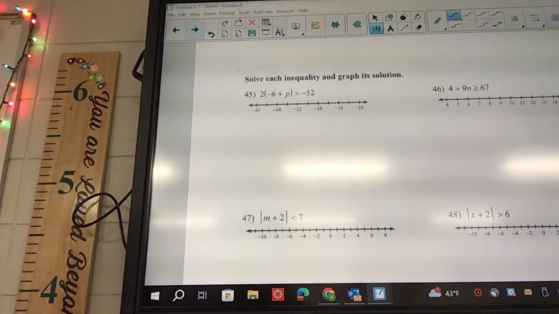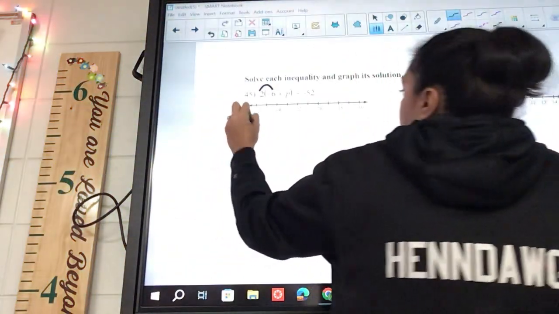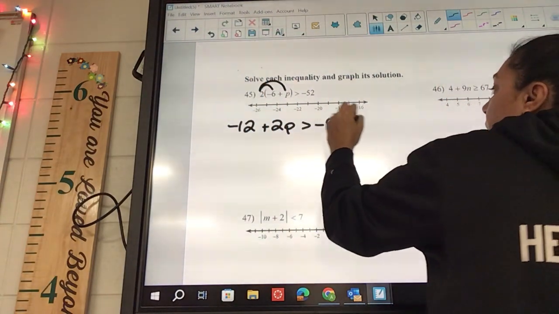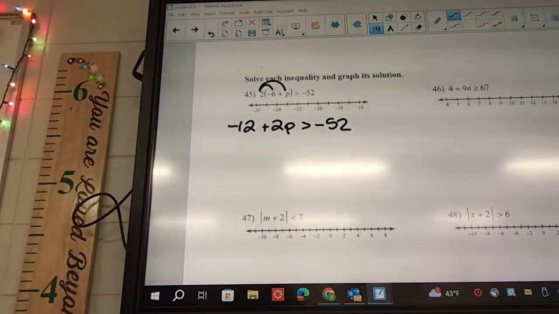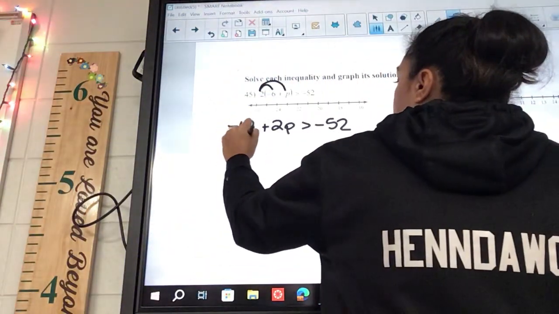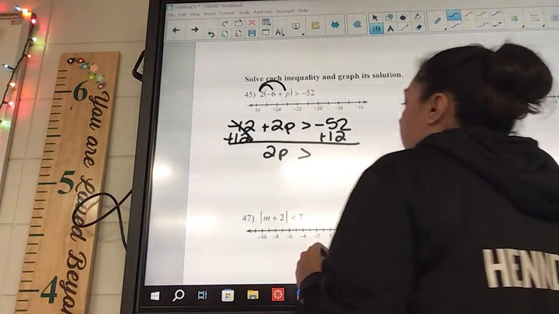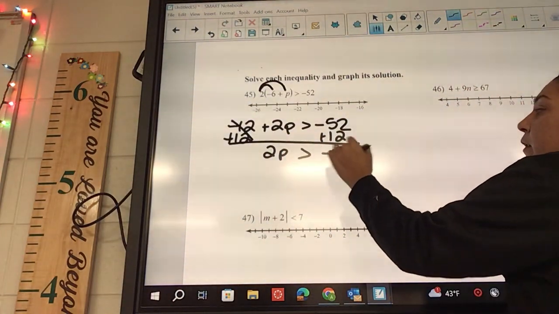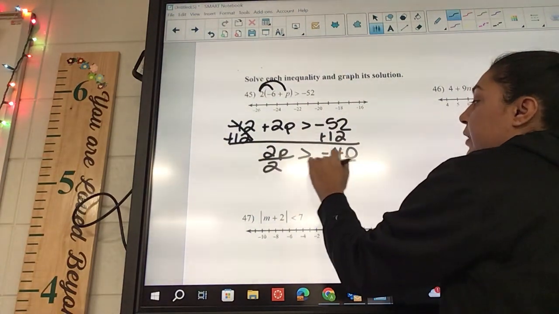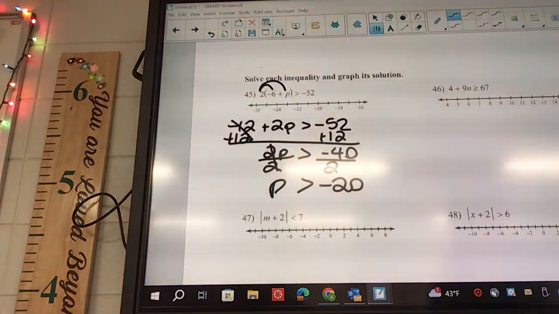Okay, 45. What needs done first? Distribute. So 2 times -6 will be -12. 2 times p is going to be 2p. Okay, and then what needs done? Plus 12 on both sides. Okay, so I got 2p. And is that 40? Yeah. -40. Okay. And then what? Divide by 2. Do we need to flip? It is a +2, so we do not need to flip. Okay.